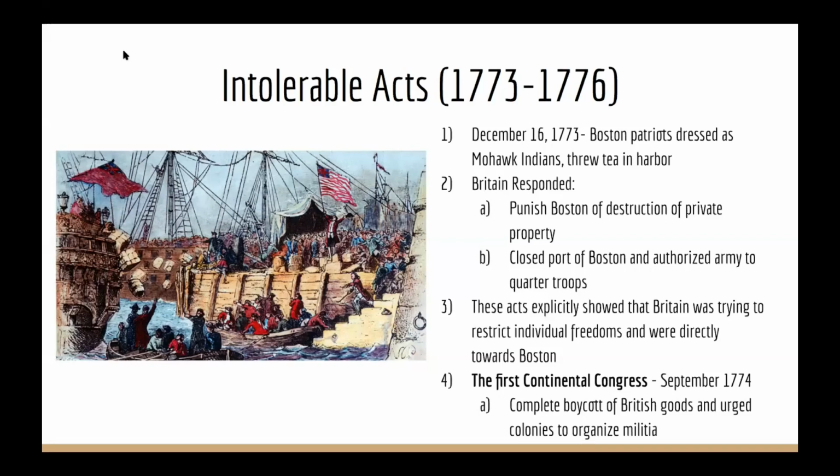also be considered a turning point, because they were acts that explicitly showed that Britain was trying to restrict certain freedoms from the colonists, and it was strictly towards Boston. So it showed Britain passing these laws because they didn't like the colonists and they were against the colonists, and they didn't like them expressing their freedom or having their own regulations on the economy.